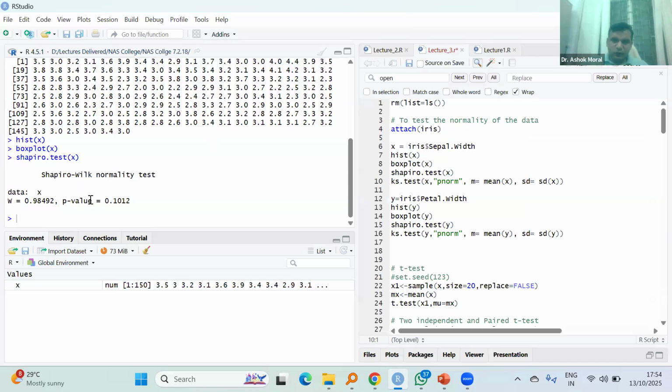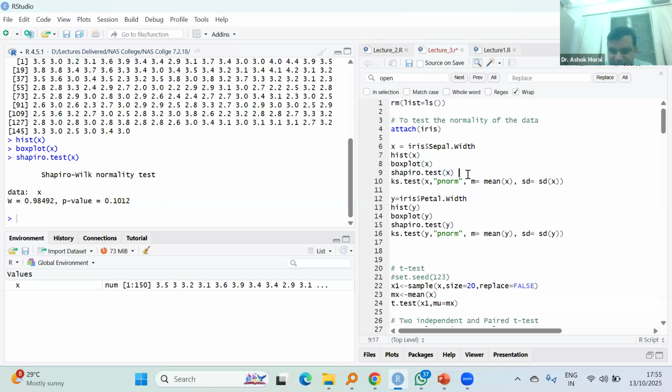When we are talking about statistics, when we are talking about testing, everywhere we will have the null hypothesis as well as the alternative hypothesis for every test. Whichever test we use, we will have a null hypothesis and an alternative hypothesis. So what is the null hypothesis of this Shapiro-Wilk test?